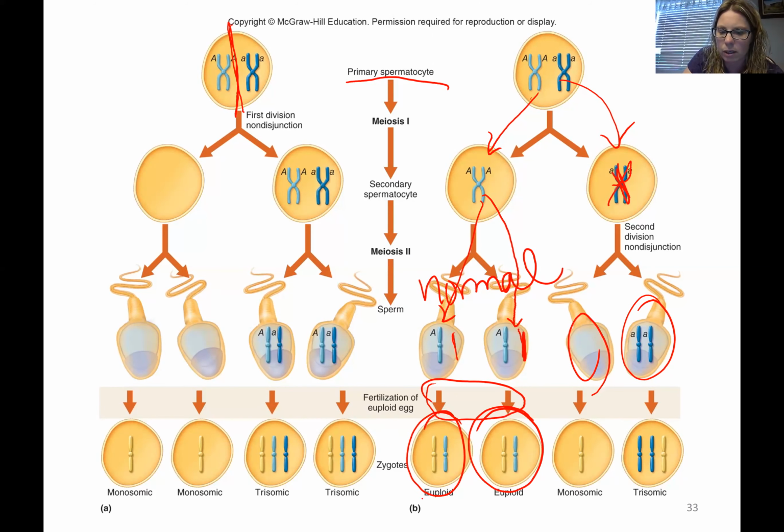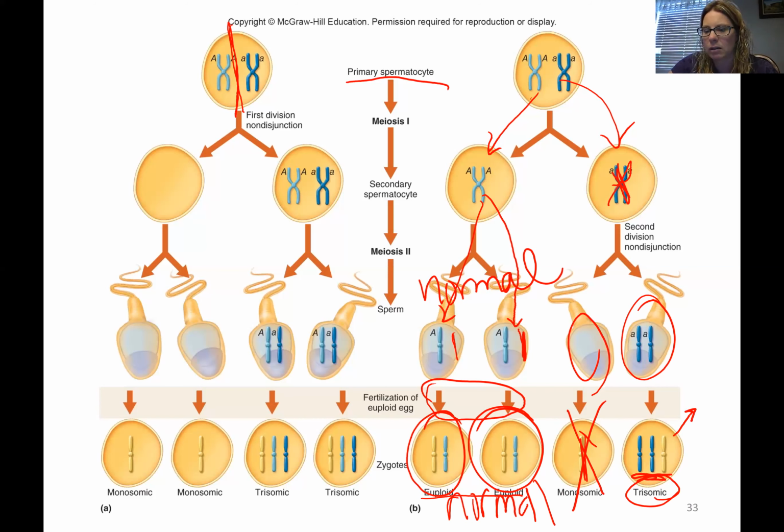These guys are going to be euploids, which is normal. This one is going to be trisomic, has 3 copies of this chromosome, and this one only has 1 copy. These usually do not survive. Sometimes these can. If this is the 21st chromosome, this would result in Down syndrome, and this person could survive. A lot of times these monosomic ones do not.